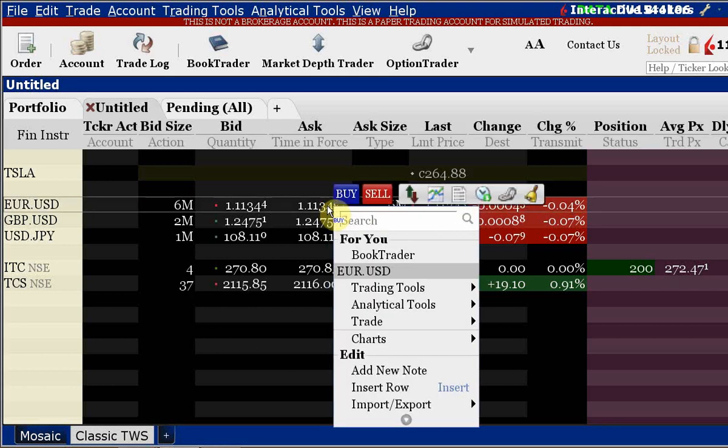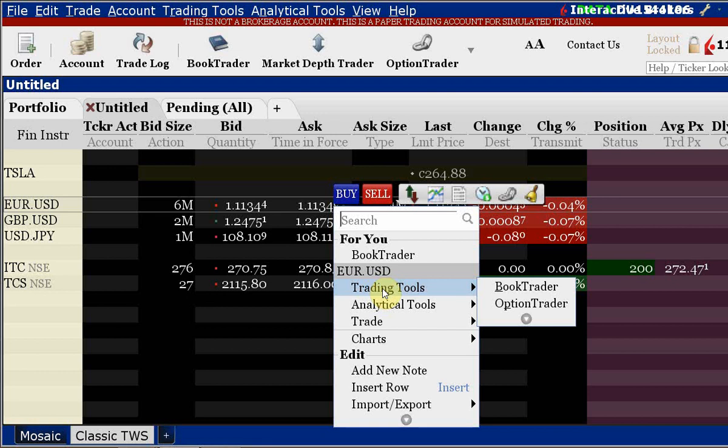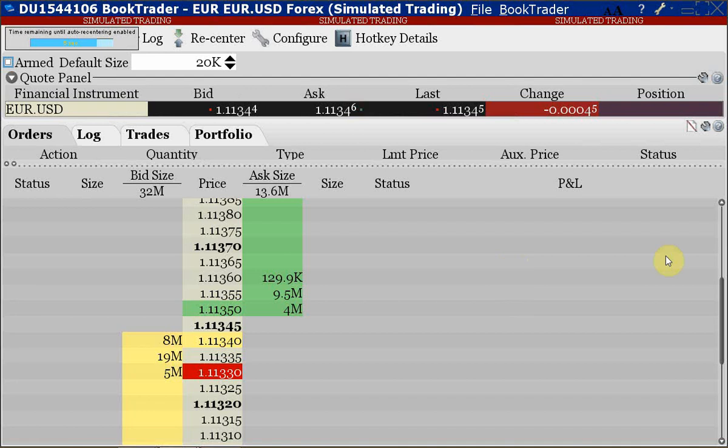So let's just right click on the euro. When you right click, they've already got book trader because I've used book trader before, but let me go through the more general route. Go to trading tools, then go to book trader. Now here you can see again the euro order book. Yesterday we discussed order books, so I'm now giving you a very visual picture of the order book.